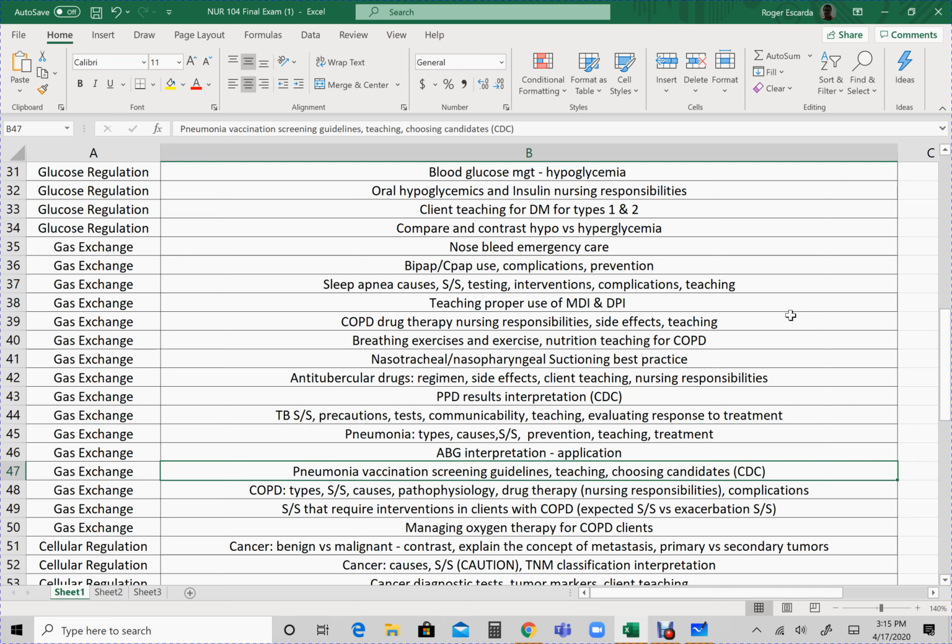Pneumonia vaccination, we practice this from the link I sent you from CDC. Please make sure you answer that. I can tell you from memory, this is definitely a select all that apply question.